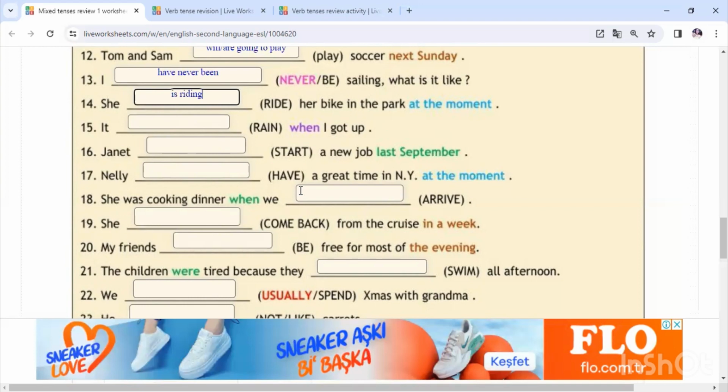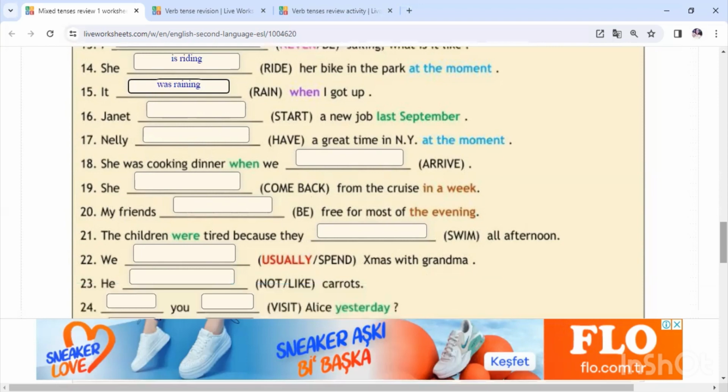It was raining when I got up. Well done. Translate it, please. Kalktığımda yağmur yağıyordu dışarıda. Very nice. So we have a long action, we have a short action. While the long action was going on, the short action interrupted it. Okay? Very nice. So, Çağlar, I guess.